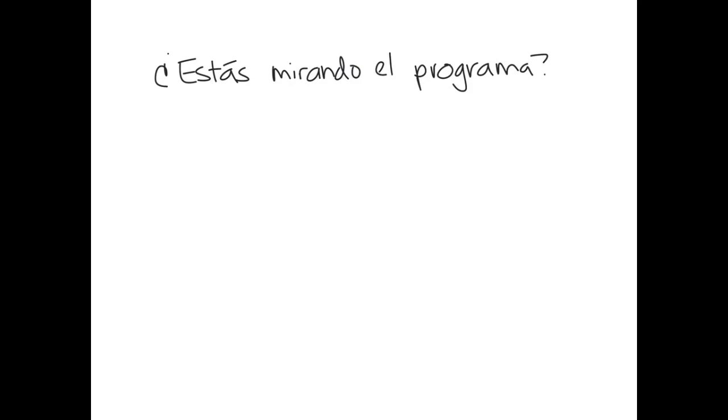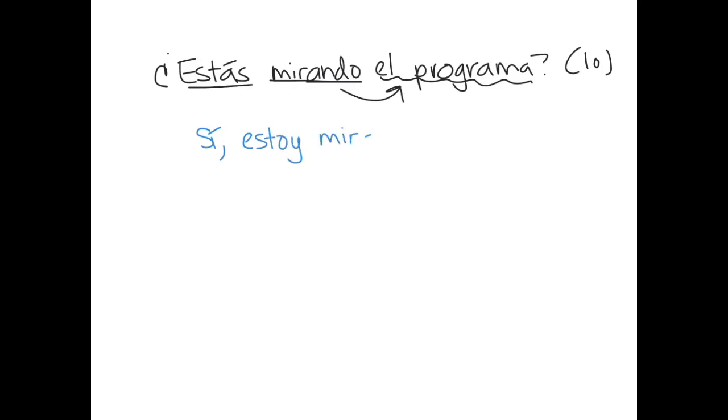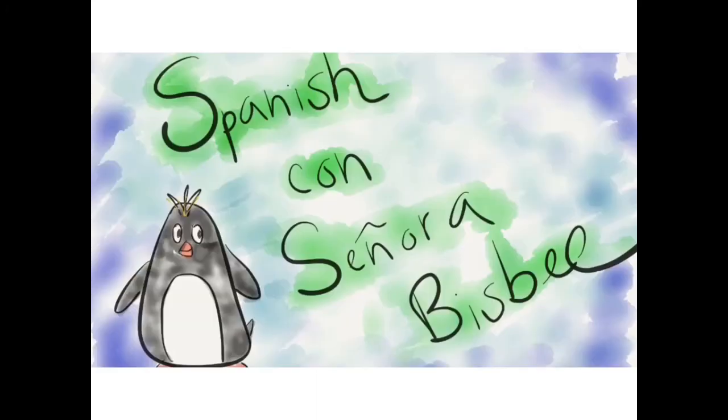Then what about our present progressive? ¿Estás mirando el programa? Are you watching the program? What's being watched? The program, which is masculine. So we'll replace that with lo for it. Now in my reply, remember present progressive uses estar first. So sí, estoy mirándolo. So I attach that lo right to the end of the present participle and add an accent over the ando to keep the pronunciation. Or I could say, sí, lo estoy mirando. Because estoy is conjugated, I can put the direct object pronoun in front of that verb.